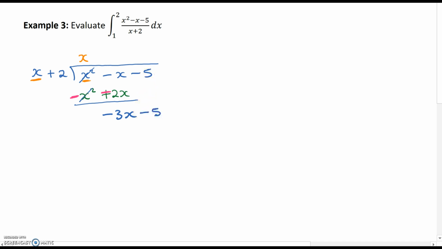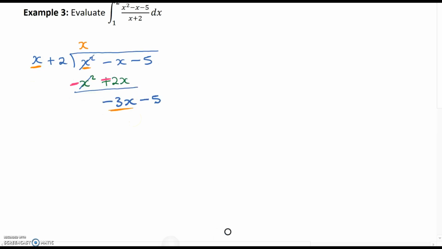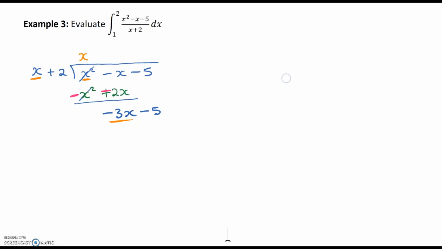Now x is our leading term on the outside, and minus 3x is our leading term here. So you ask yourself, what do I need to multiply x by to get minus 3x? The answer is minus 3. x times minus 3 will give you minus 3x. So we show that by putting the minus 3 up there on top.